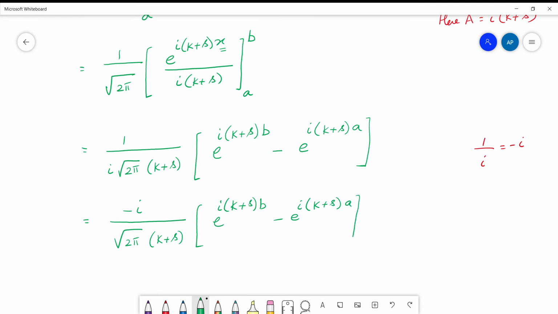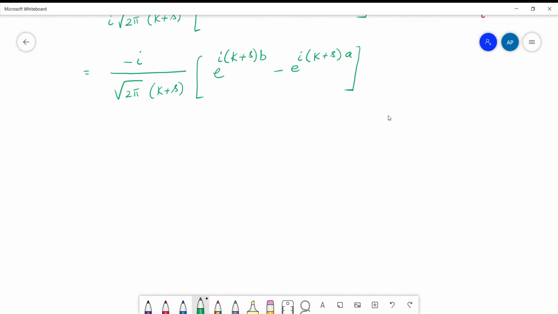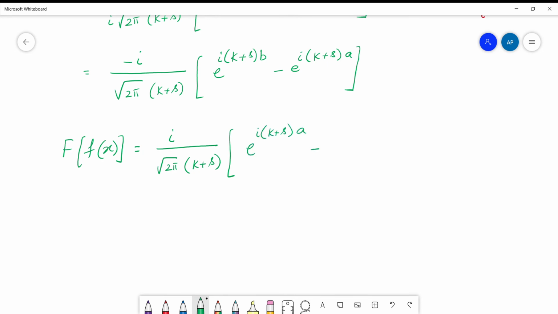Now, as we know, the solution is the maximum simplified form, and therefore we could take the minus sign inside and declare the answer that the Fourier transform of the given function is i divided by root 2 pi into (k plus s). The minus sign goes inside, so I have the a term first and then the b term, and further simplification not being possible, we stop here and say this is the final Fourier transform of the given function.